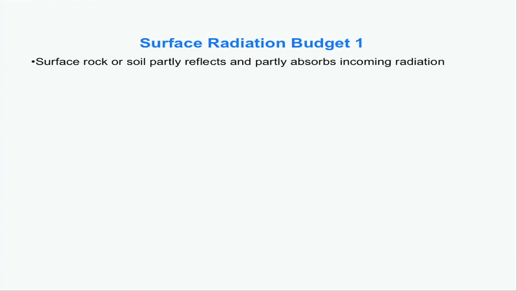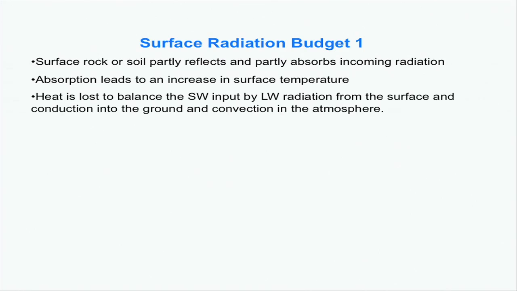So let's think a little bit more about what happens at the surface. The surface is made up of lots of different materials, from ice, rock, soil, and that partly reflects or partly absorbs the incoming radiation. That absorption is obviously going to lead to an increase in the surface temperature of that material. That heat, that energy, has to be lost. So the shortwave input has got to be balanced by an outgoing longwave radiation output, and that's combined with conduction into the ground and essentially generation of convection due to the contact of the air just above the surface. And that convection is extremely important.